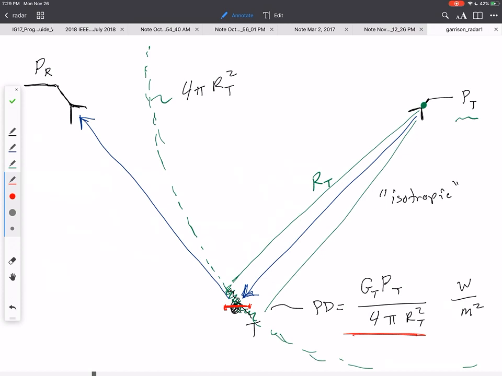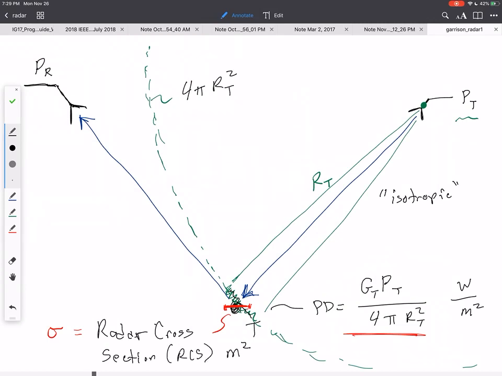So we're going to represent the target as being this ideal, perfect reflector with a certain area, and that area of the target has a symbol sigma, and that is called the scattering cross section, or the radar cross section, or RCS, and that has dimensions of area. Okay, so this is the ideal reflector.